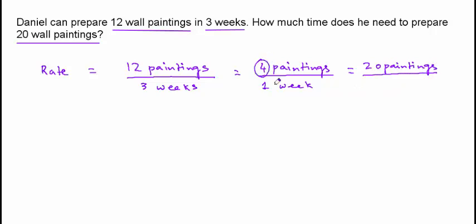Now, if you look at this number 4 and this number 20, you multiply 4 with 5, you get 20, and therefore, you need to multiply the denominator as well with 5 because the rate is fixed. Therefore, the fraction, number of paintings over number of weeks is fixed. So we have 20 paintings over 5 weeks, which means he would take 5 weeks to make 20 wall paintings. Let's do another one.